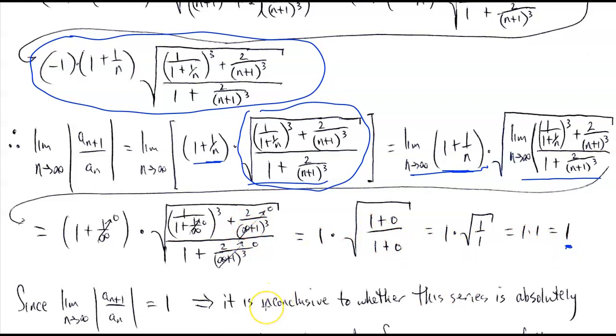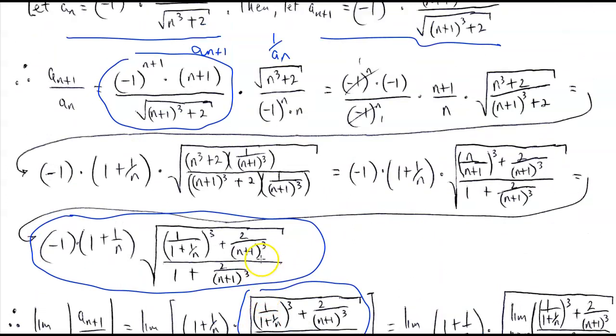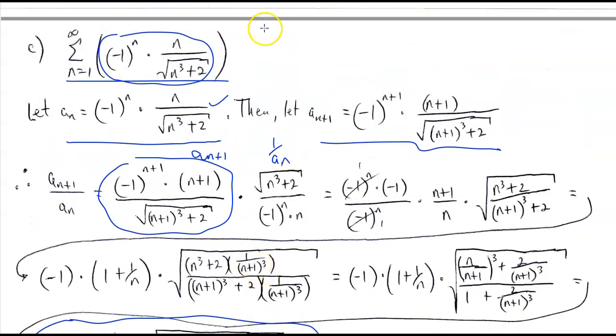So what this is telling us is that our original alternating series that we have here is not going to be absolutely convergent, okay? However, this particular series may be conditionally convergent if it meets the properties of the alternating series test, okay?